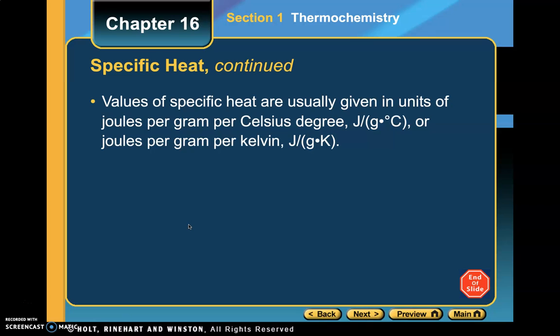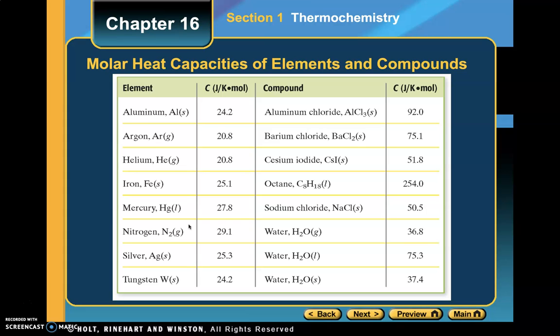Values for specific heat, you could have it as joules per gram per Celsius degree or joules per gram per Kelvin degree, right? Either of those are fine. You can see there's the units for you. Here are some molar heat capacities for various things. So this is telling us that this is the amount of energy required to heat 1 mole 1 degree, right?